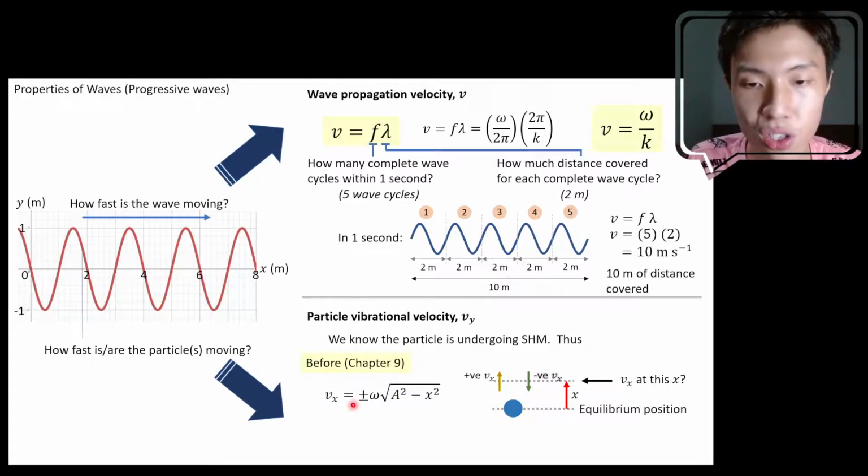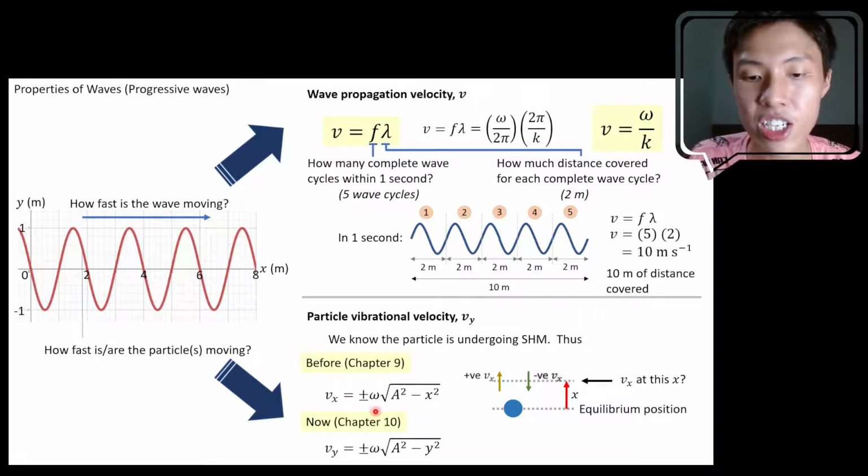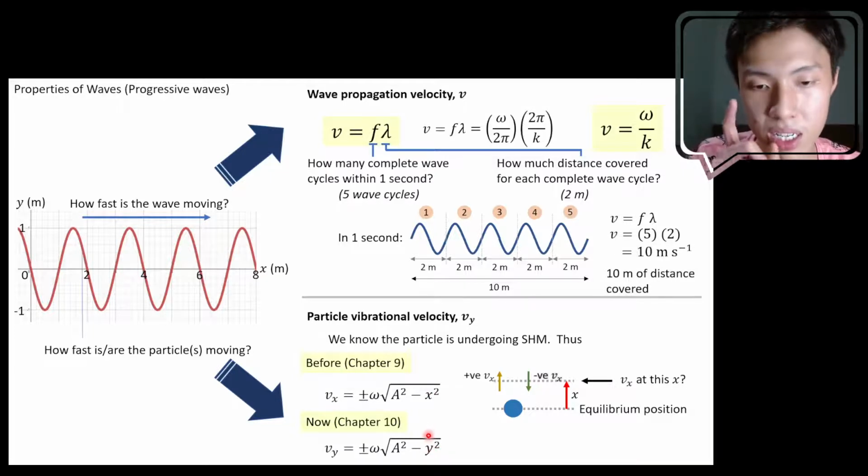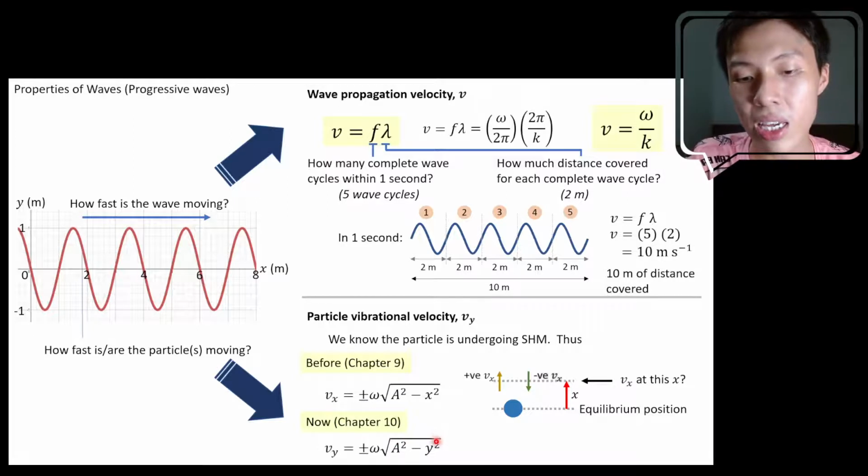Okay, so this is what happened in chapter 9. In chapter 10 is a similar situation, just that displacement in chapter 9 is x, displacement in chapter 10 is y. So what is this equation trying to say? It means that you are trying to find the vibrational velocity of the particle when the particle has displaced by a distance of y.